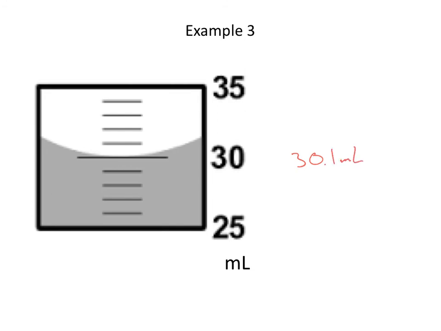Now, if you said it was right on the line, that could certainly be the case. This picture is a little bit blurry. If that was the case, you would still have to report that last decimal place, and so you would have to call it 30.0 milliliters. Because the ones place is marked, the last digit we report has to be one past that, and so you've got to represent it. If it's right on the line, it would be 30.0.